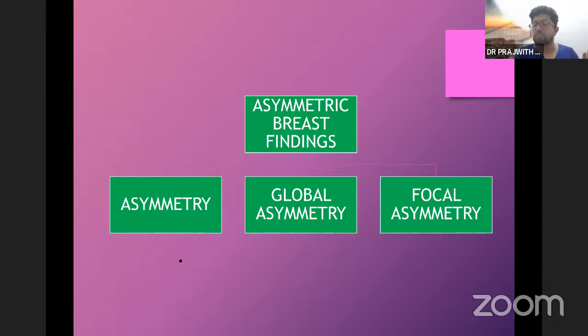Now, there are 3 asymmetric breast findings. When you see some density in one view and not in the other view, we consider it an asymmetry. When you see it in 2 views but it does not have a proper convex border, we call it either global asymmetry or focal asymmetry. Focal asymmetry is when it involves less than 1 quadrant. When it involves more than 1 quadrant of the breast, it is considered global asymmetry. Let's go see one by one.